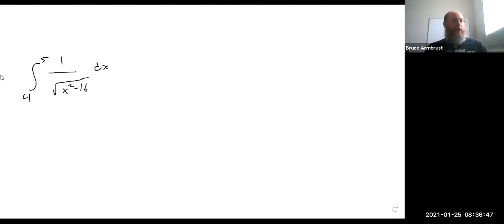All right, so the function that we're integrating, well, it was the integral from 4 to 5 of 1 over the square root of x squared minus 16. All right, so what do you guys want to do? How are we going to attack this? Ideas, thoughts, suggestions? Other than let's just ask Bruce because he knows the answer and he'll tell us.